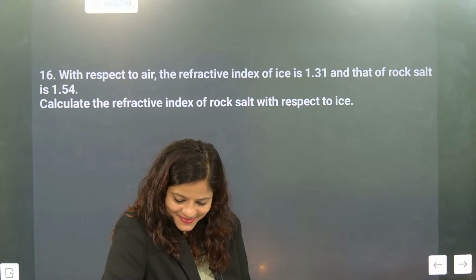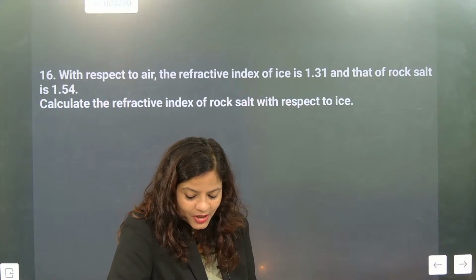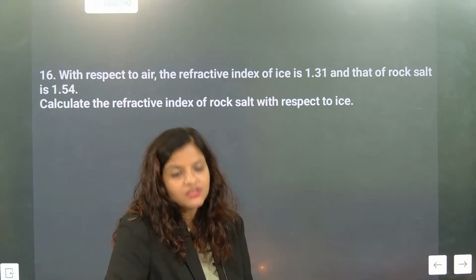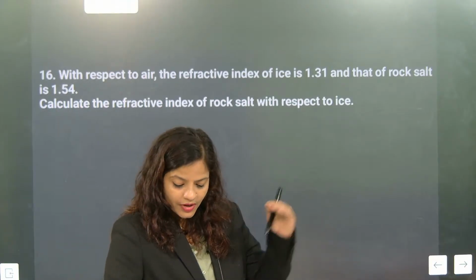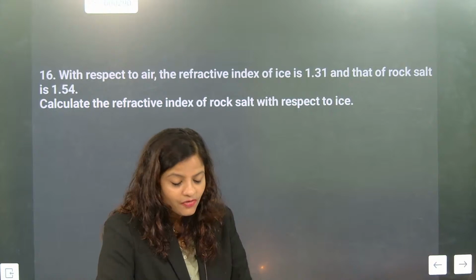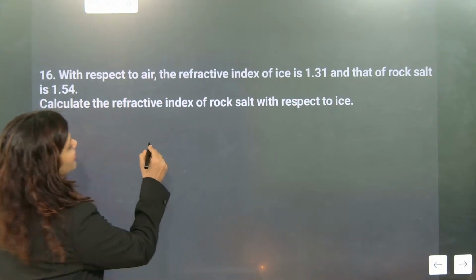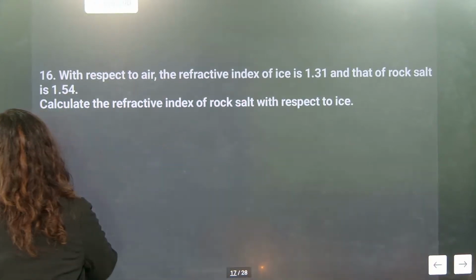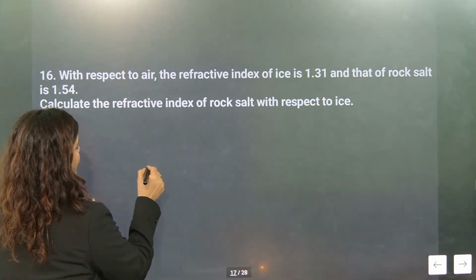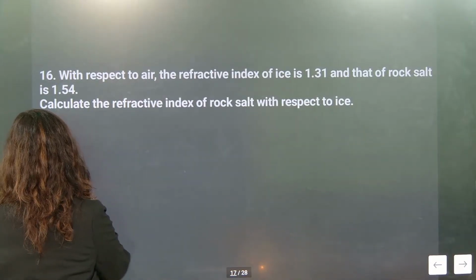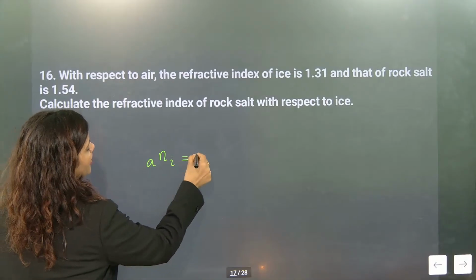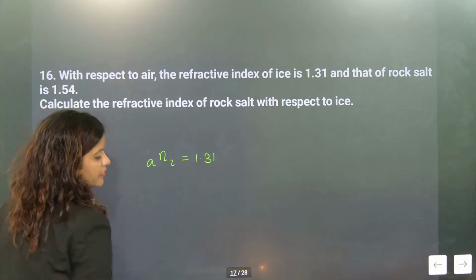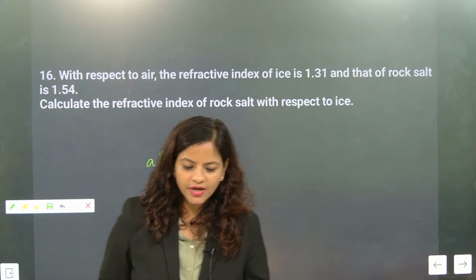With respect to air, the refractive index of ice is 1.31. So what we will write? With respect to air, the refractive index of ice is 1.31. In shortcut way, how are we going to write it? Till here it is okay?